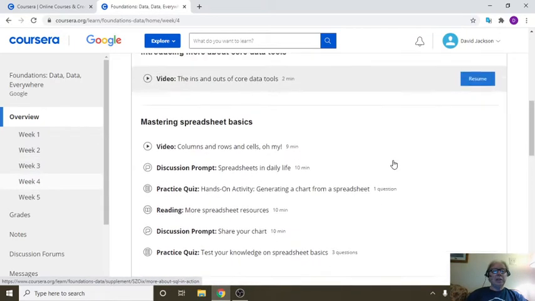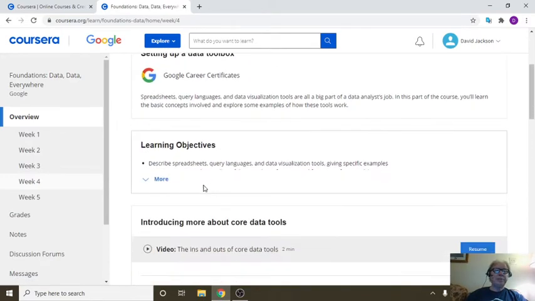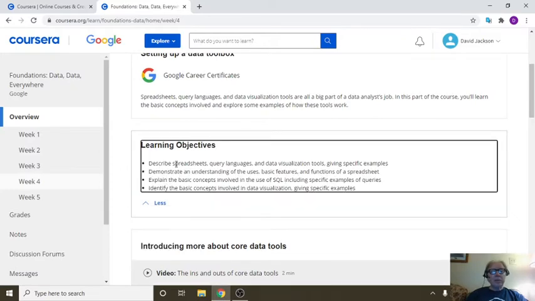Okay, so we come back up here. What are week 4's objectives? Describe spreadsheets, query languages, and data visualization tools, giving specific examples. Demonstrate an understanding of the use, basic features, and functions of spreadsheets. Explain the basic concepts involved in the use of SQL, including specific examples of queries. Identify the basic concepts involved in data visualization and give specific examples.